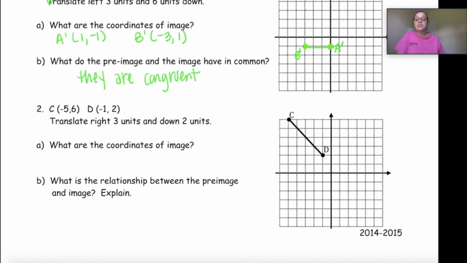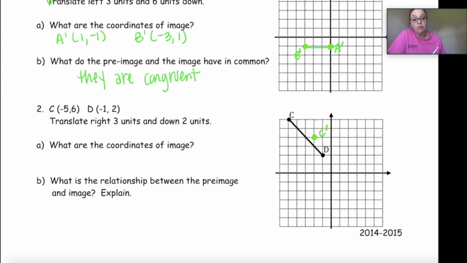Okay, it says that C is at (-5, 6), which they've already plotted. D is at (-1, 2), which has also been plotted. Translate right 3 units and down 2 units. So I'm going to take each point, take point C, move it right 3, 1, 2, 3, and then down 2, 1, 2. And then this will become C prime.